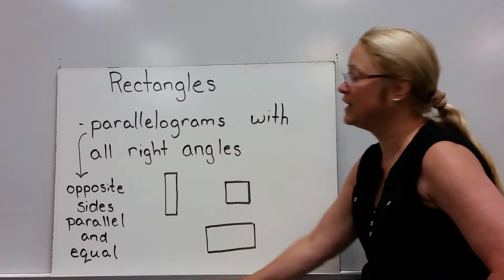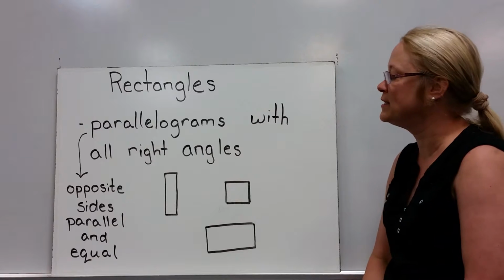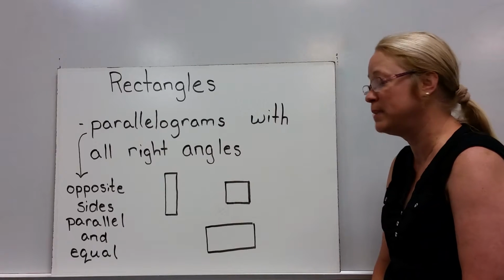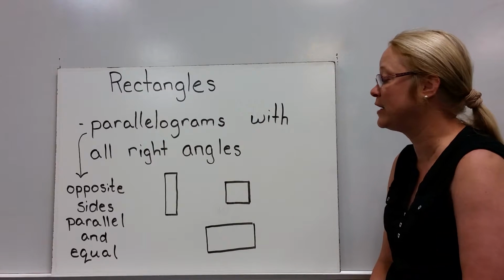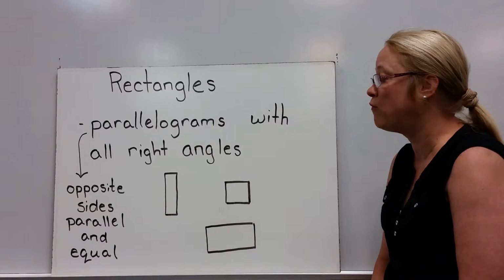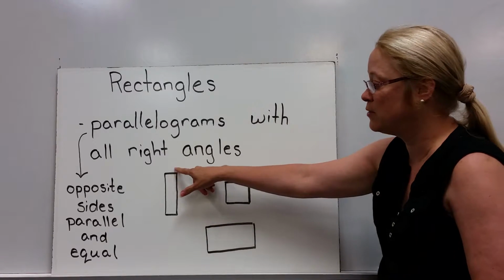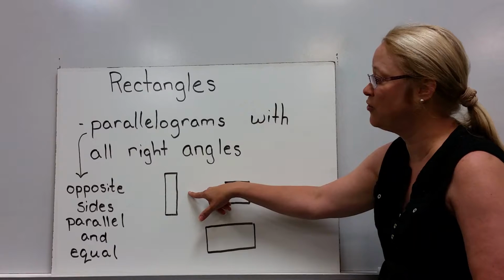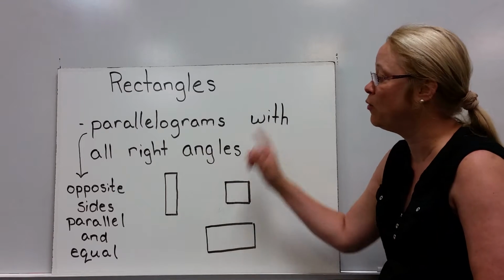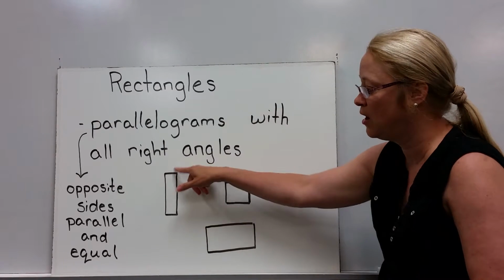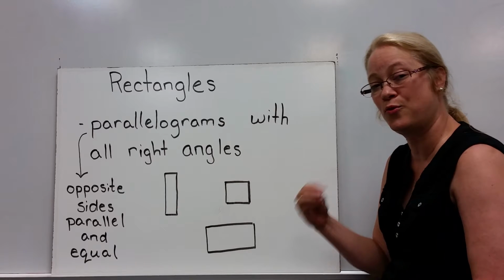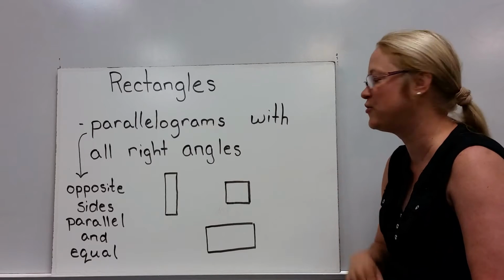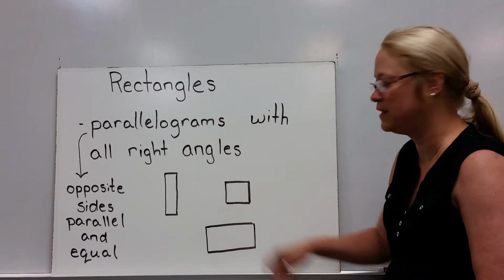Okay, now we're going to start to get a little more specific. Rectangles are parallelograms, meaning opposite sides are parallel and congruent, with all right angles. So this one, opposite sides parallel and congruent, makes it a parallelogram. What makes it a rectangle is all four angles are like the corner of a sheet of paper, 90-degree angles. Same with these two examples.